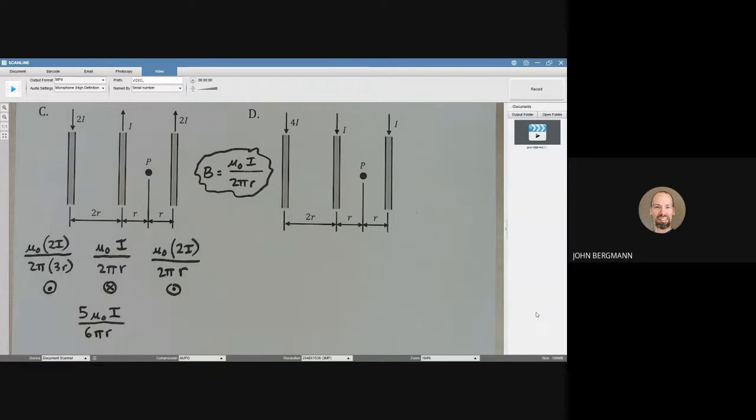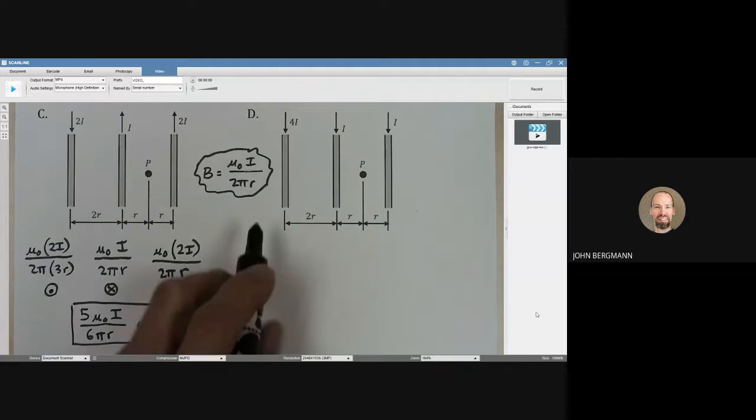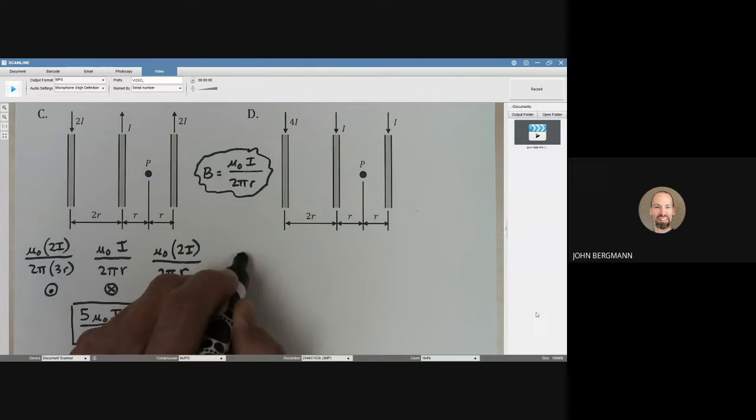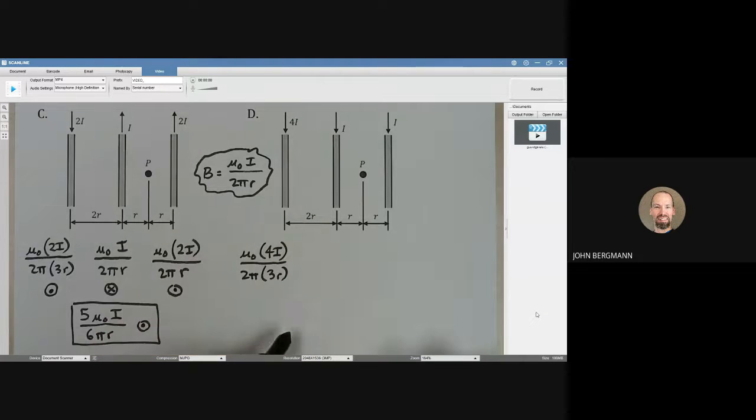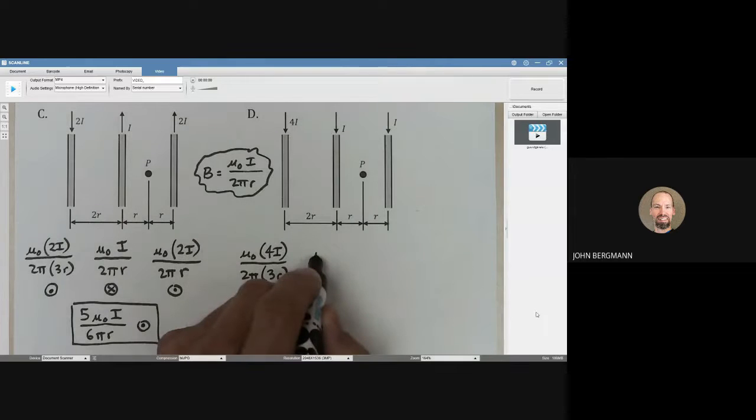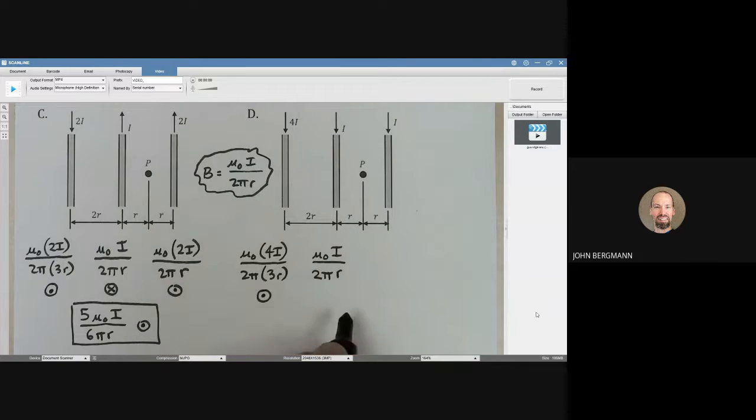And who's going to win here? Out of the page wins. Like that. Moving right along. Same thing here. Same old, same old. Mu naught times that current, which is 4I, divided by 2 pi. How far away from the point in question? 3r. What's the direction? Out of the page. Middle wire, mu naught I divided by 2 pi. How far away? r. Direction?